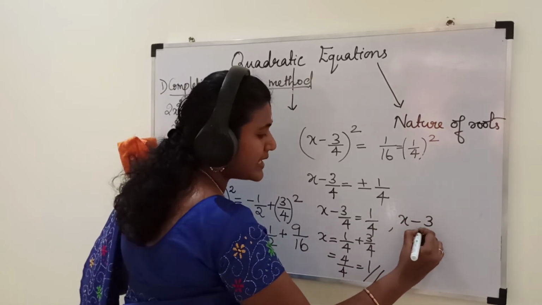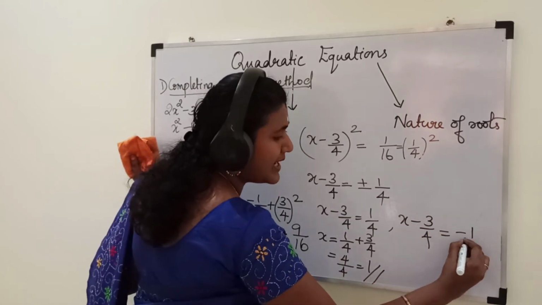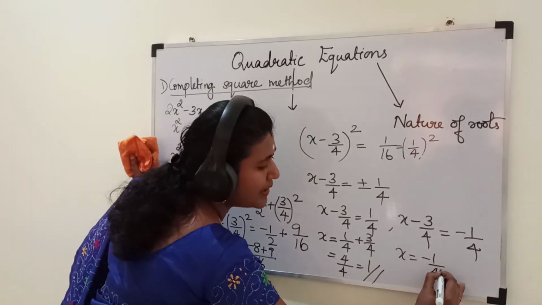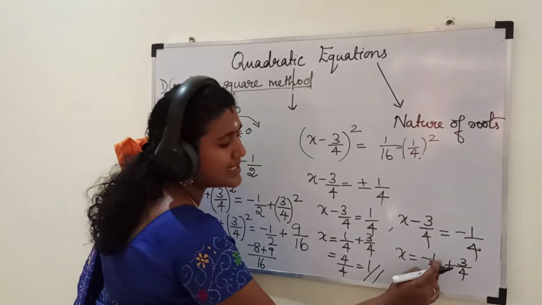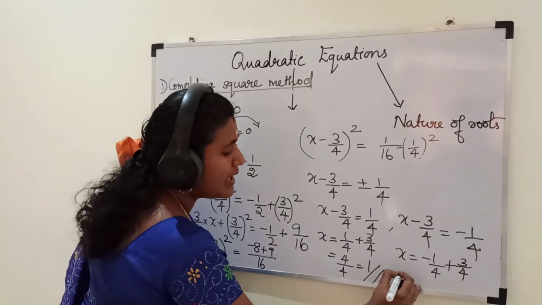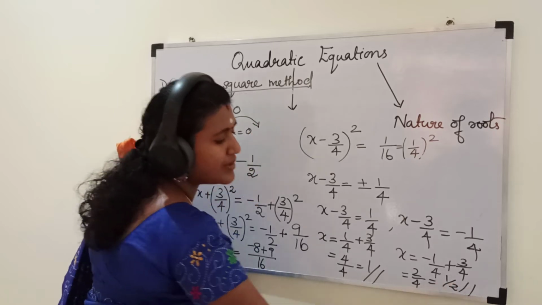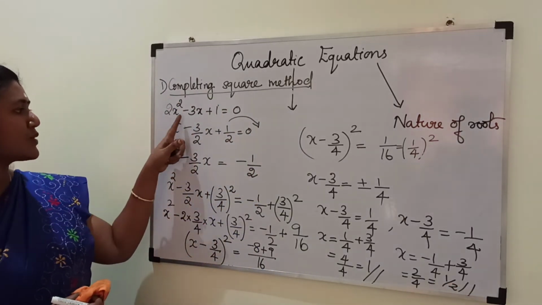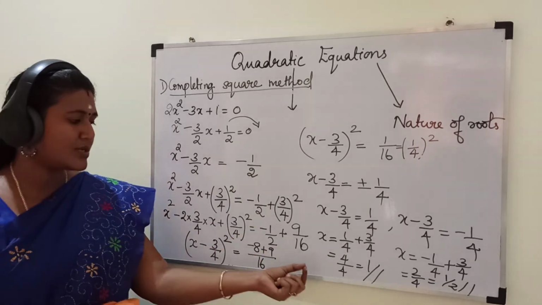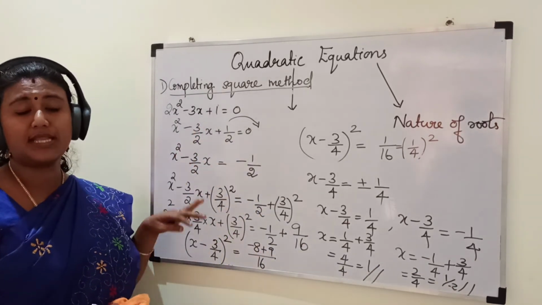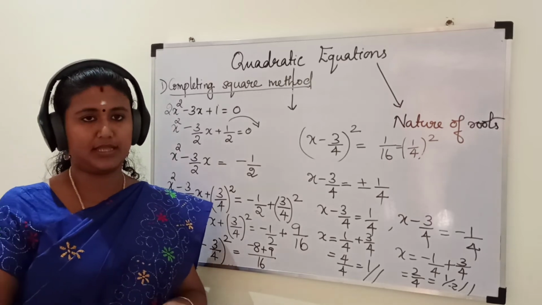We got one root, and for getting the other root you take a minus value. So x minus 3 by 4 is equal to minus 1 by 4. So x is equal to minus 1 by 4 plus 3 by 4, that is equal to 2 by 4, which is nothing but 1 by 2. So the roots of the quadratic equation 2x square minus 3x plus 1 equal to 0 are 1 and 1 by 2. So this is the completing square method.